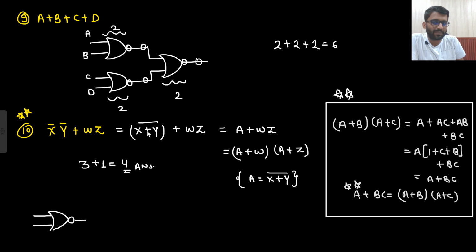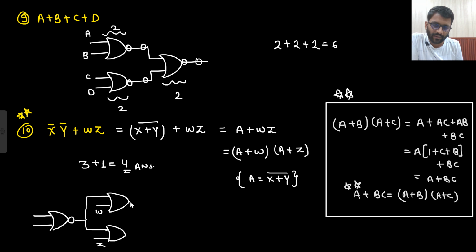Now from x plus y bar, I have assumed it to be a. So a plus w into a plus z. How can I implement this? Very easily I can implement a plus w with one NOR gate, a plus z with another NOR gate, and then the AND of these two.